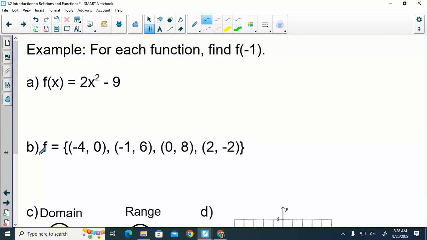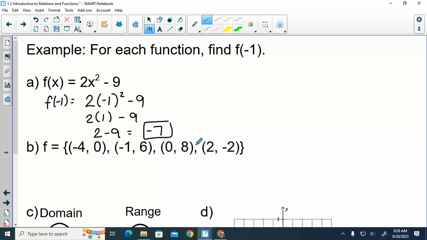So I want to practice finding f of negative 1 for each of these possible function representations. So on A, when I say find f of negative 1, what am I asking you to do? You replace the x with a negative 1. So negative 1 squared is positive 1. So we get 2 minus 9, negative 7.